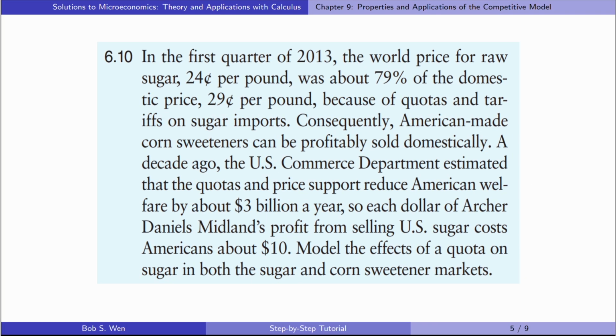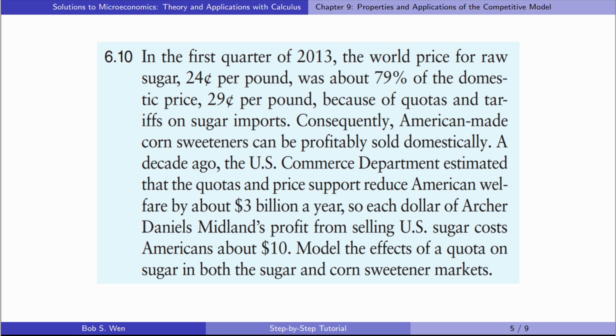Let's answer exercise 6.10. In the first quarter of 2013, the world price for raw sugar, 24 cents per pound, was about 79% of the domestic price, 29 cents per pound, because of quotas and tariffs on sugar imports.